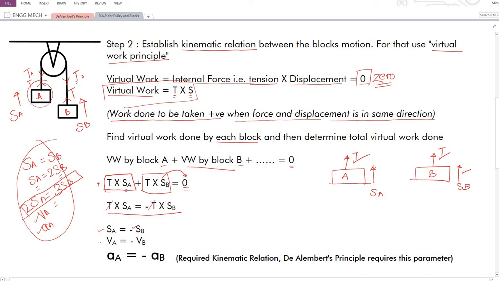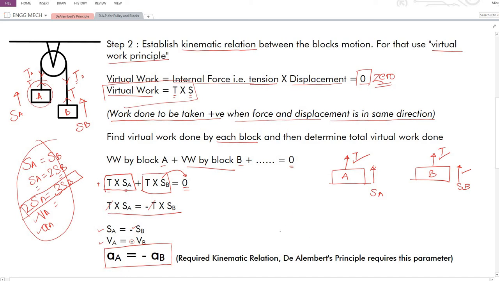block B. Thereby if we differentiate, we can directly say that the velocity of block A is equal to the velocity of block B, but the direction is different, that is, a minus sign is provided. Now the main thing here: the acceleration of block A is equal to the negative acceleration of block B. This is the exact required kinematic relation that we were talking about.